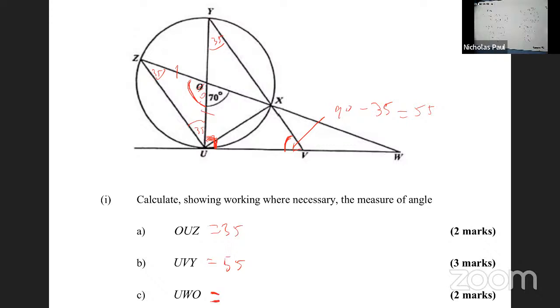That's okay? Last one, UWO. Where is that? Here. That's real easy. That's the easiest one. Here is 90. Here is 70. So here is 90 minus 70, which is 20. So the explanation there is triangle OUW is a right angle triangle, and you put 90 minus 70. And that's it. That's the way I handle questions like this.